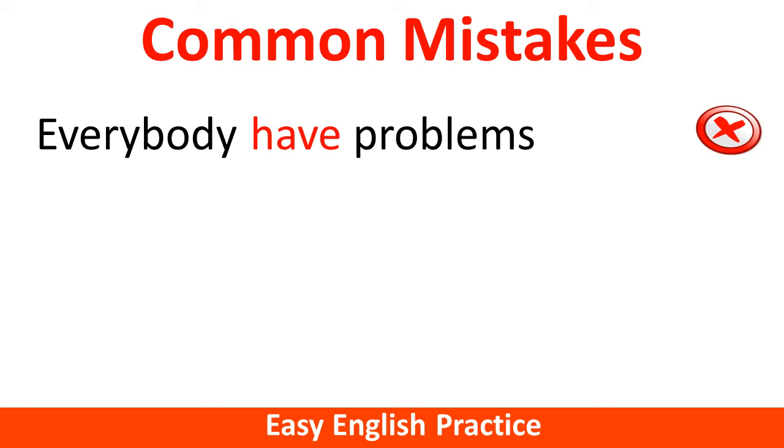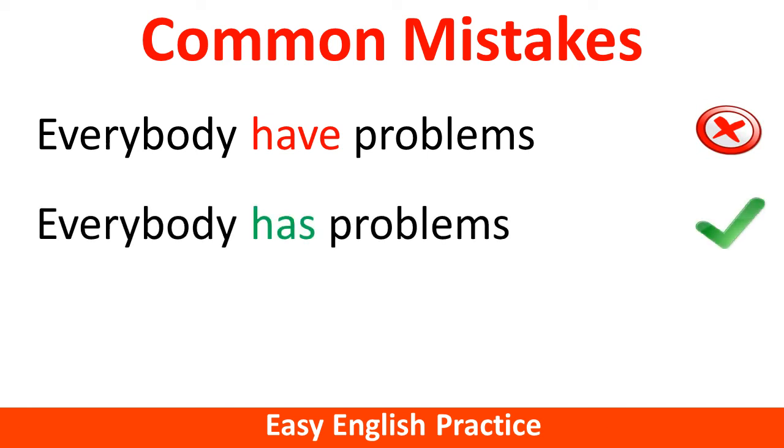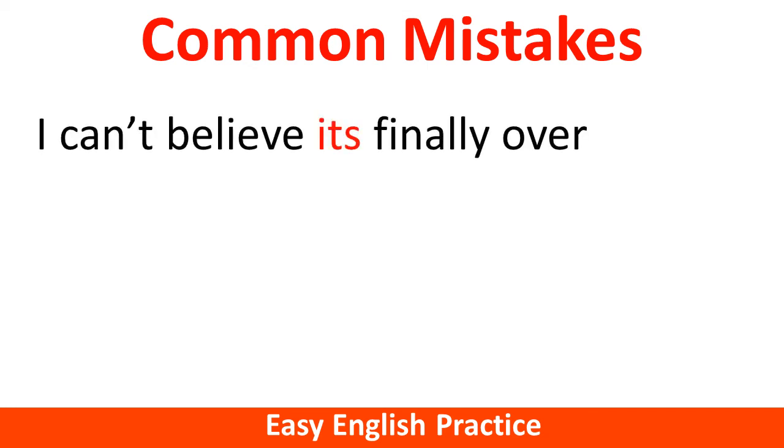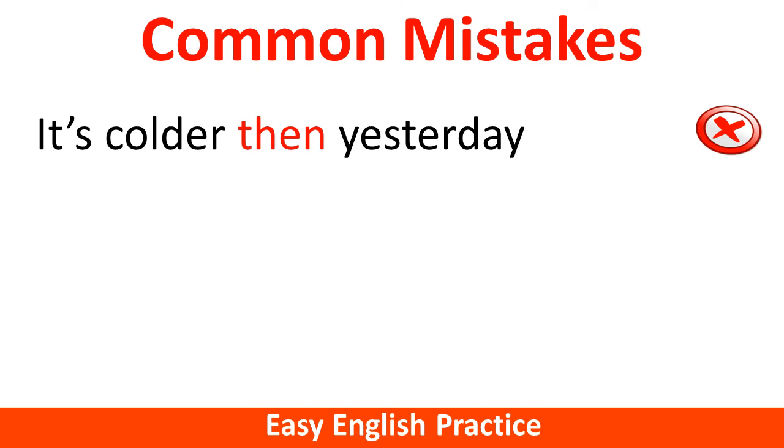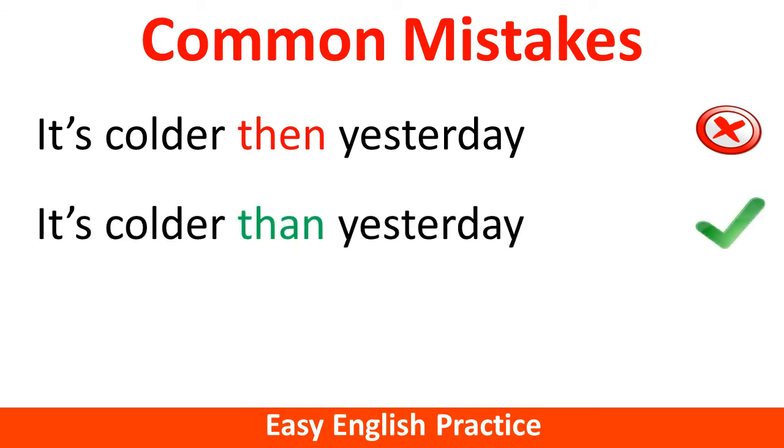Everybody have problems. The correction is, everybody has problems. Everybody is an indefinite pronoun. We use them to refer to a total number of people. We use everybody with singular verbs. I can't believe it's finally over. The correction is I can't believe it's finally over. We use an apostrophe with it's only when the word means it is or it has. Without the apostrophe, it's a possessive pronoun.